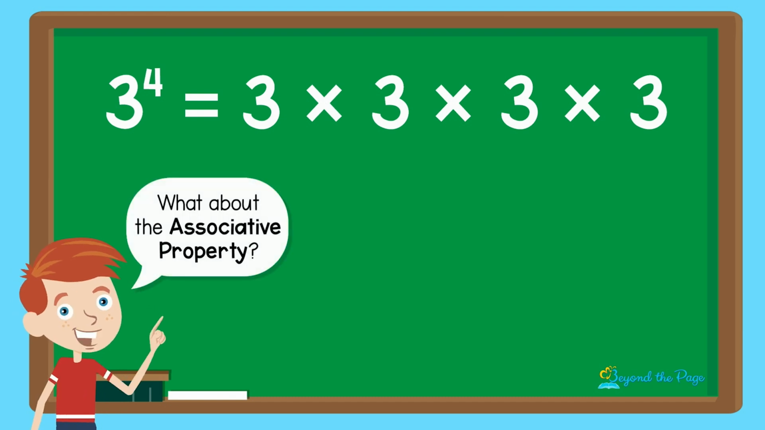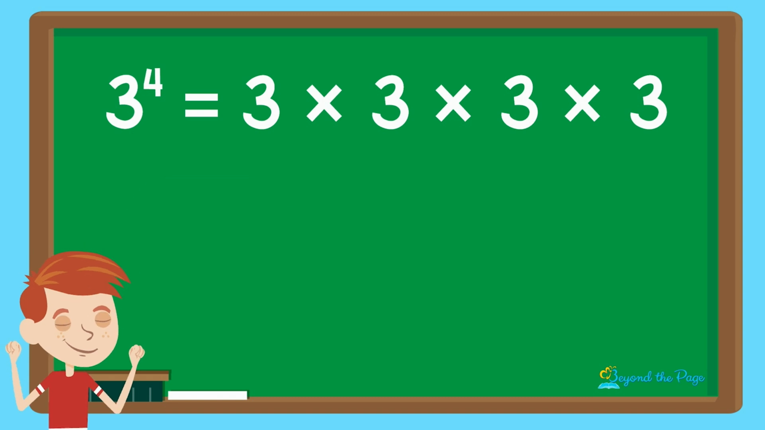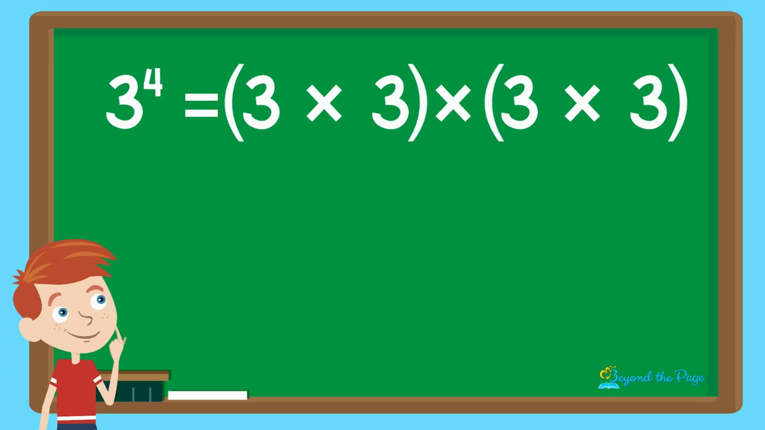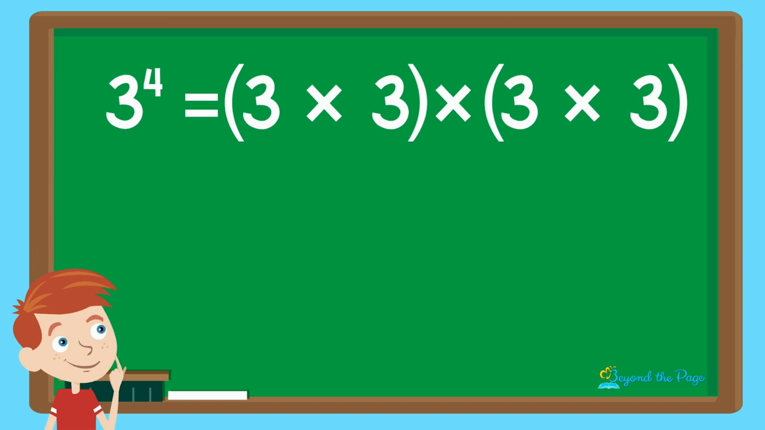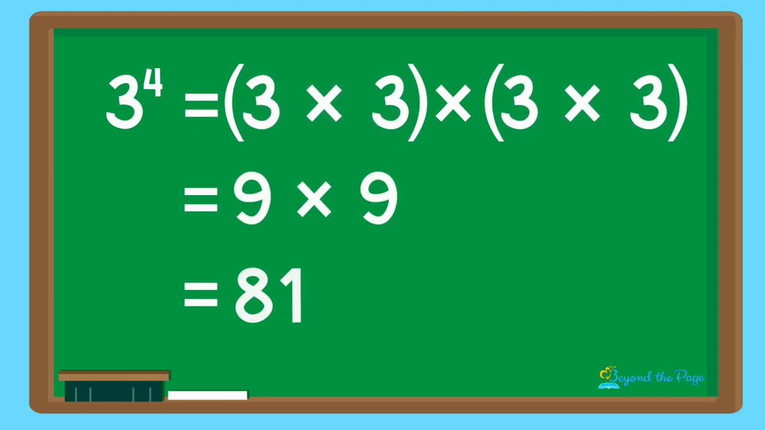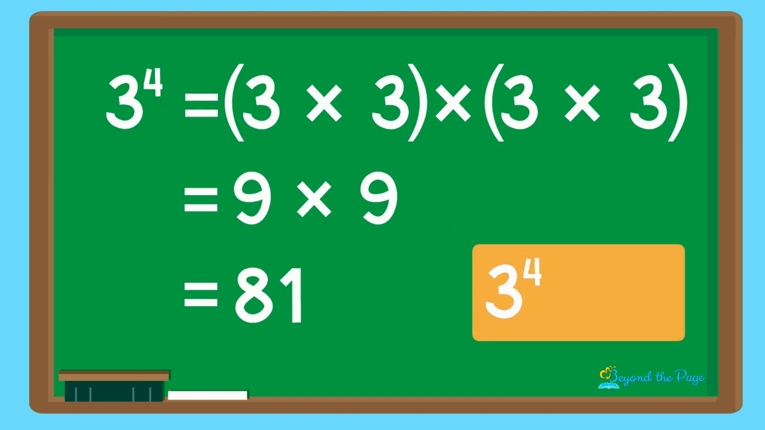The associative property would be great here. It allows you to group factors together in parentheses, which makes solving problems quicker and easier. If we multiply 3 times 3 in each parentheses, we end up with 9 times 9, which equals 81. So, 3 to the 4th power equals 81.